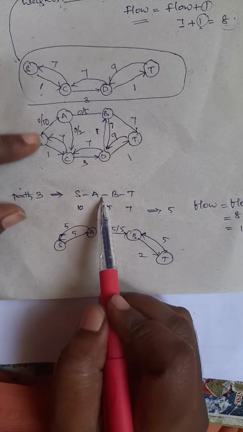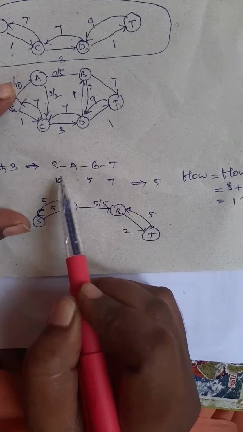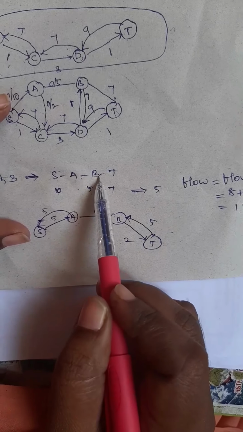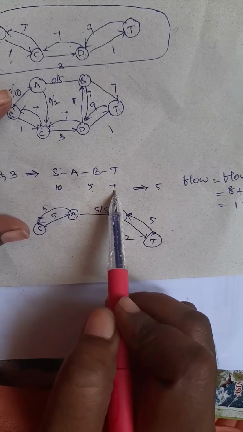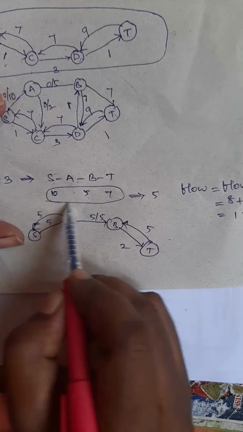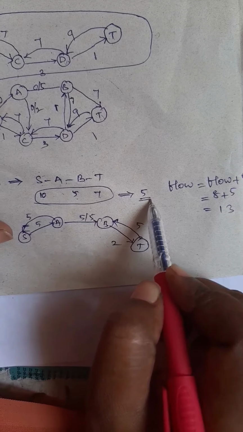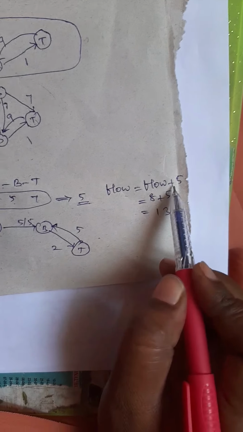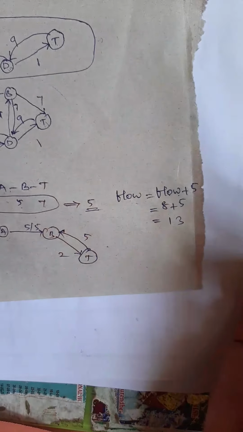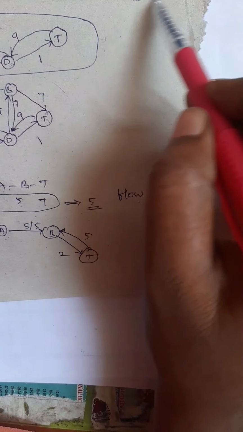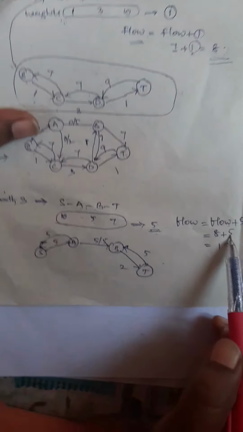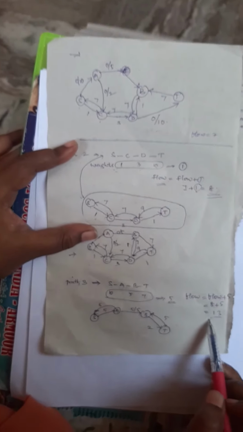So S to A, what is the weight? 10. A to B weight is 5. B to T is 7. Okay, what is the minimum weightage? 5. Okay, flow value is flow plus 1. In the previous iteration, at last the flow value is 8. 8 plus, in this minimum value is 5. 8 plus 5 is 13.